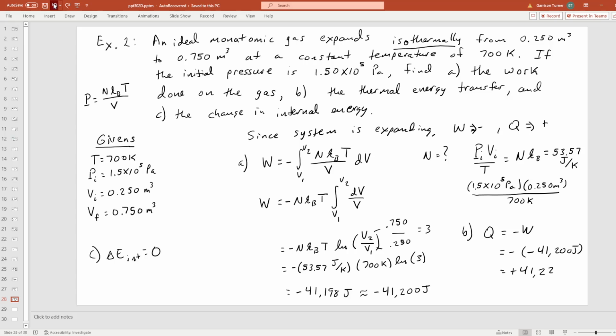Can't draw today. There we go. So the system did 41,200 joules worth of work on the environment, or negative joules of work, and therefore it had to absorb 41,200 joules of heat to allow the temperature to stay constant. But because the temperature stayed constant, your change in internal energy is 0. Okay? So there are a couple examples of how to use the first law in practice. And up next is the second law of thermodynamics.